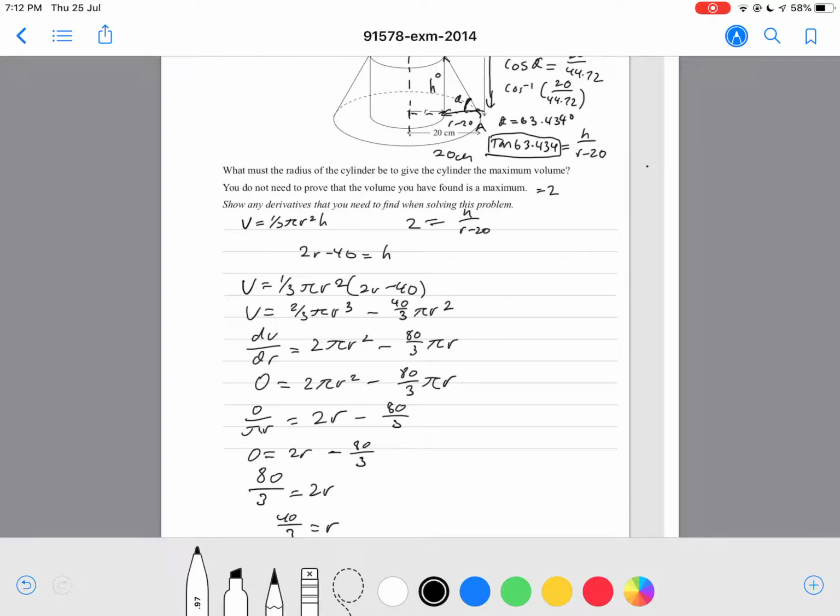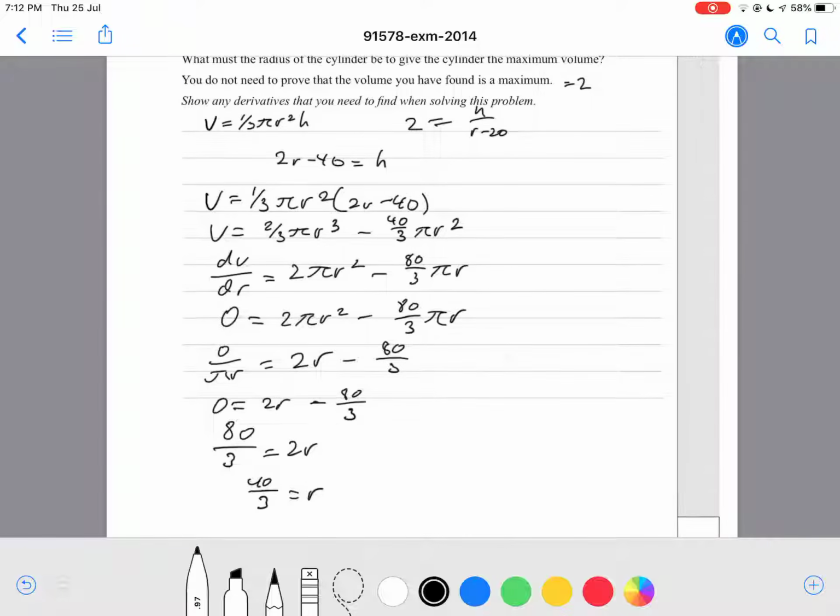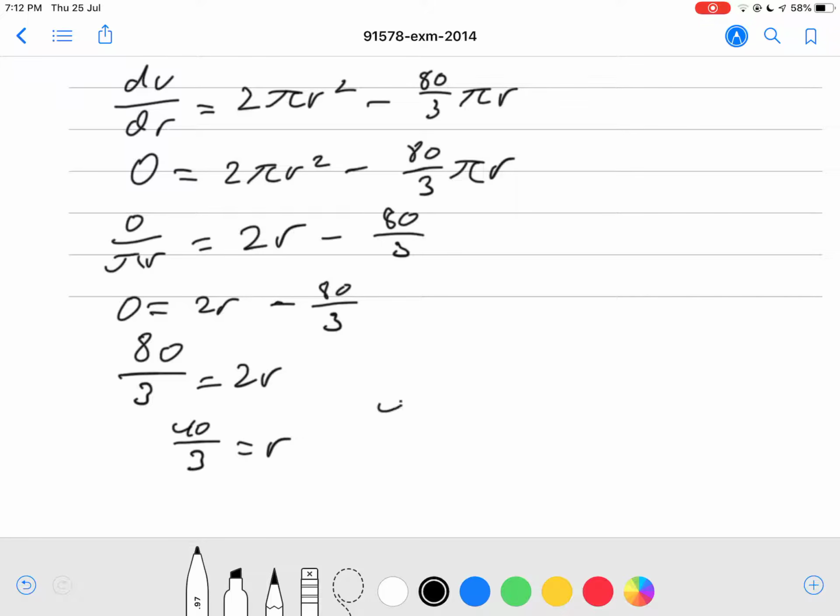So therefore, what must the radius be to give the cylinder the maximum volume? Your answer would be 40 over 3 centimeters. And that there is your final answer. And that will actually give you your excellence grade for this question. That's an excellence question there. So getting up to here will get you an excellence grade.